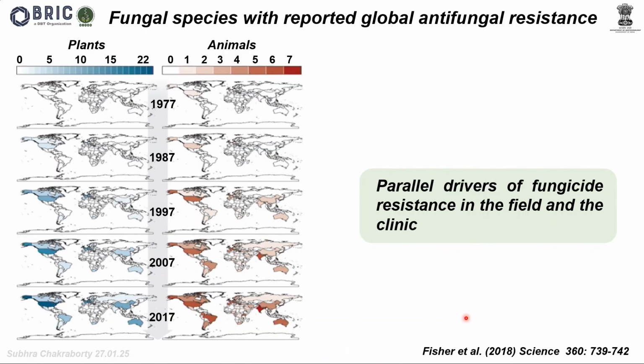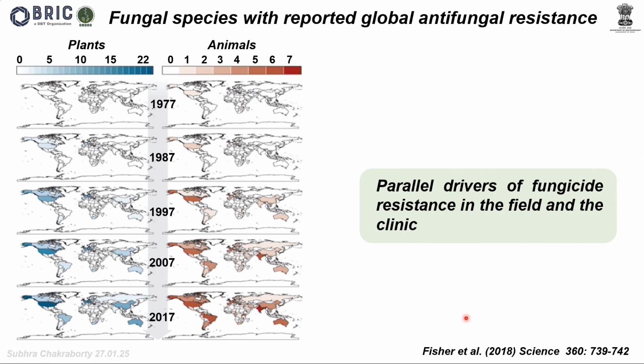So with that, why is AMR important in fungal species reported globally? If you see, this data came from a Science paper where they studied whole fungal infection and global antifungal resistance from almost 1977 to 2017. You can follow that in the plant and agriculture field as well as in animals: because of this antifungal resistance, we have a huge problem of AMR.